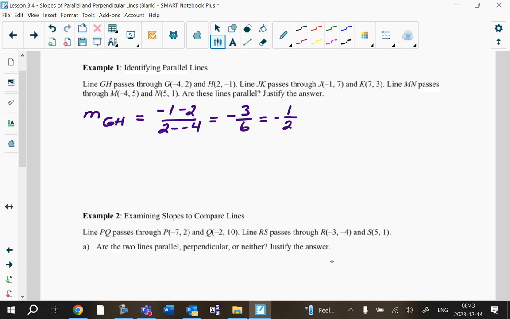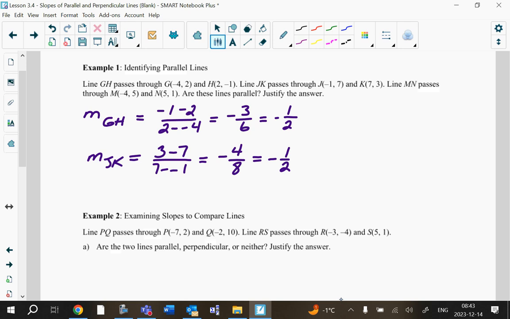And then you've got to do JK. Again, second y minus first y is 3 minus 7 over 7 subtract -1, which is going to become plus. And we get -4 over +8, which reduces to -1/2. So what can you tell me about these two lines right now? They're parallel. They have the same slope.